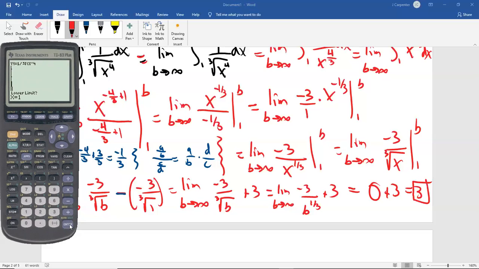So lower limit of 1, enter. Upper limit of 10, enter. So from 1 to 10, this area is 1.6. Let's just go with 1.6. If I went from 1 to 50, though, so 1.6 versus, it's taking a little longer because it's a complicated function. 2.2, 1.6 versus 2.2. So that's a gap of 0.6.